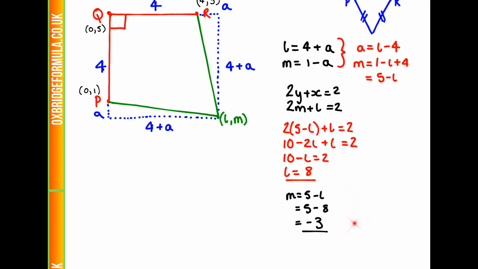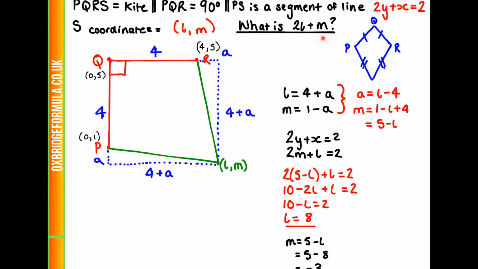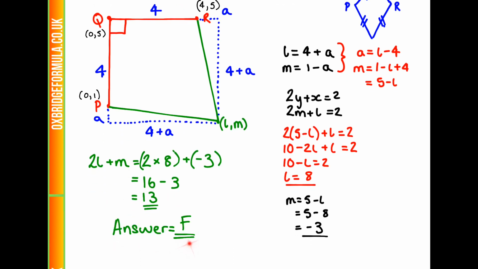So now we have L and M. The final part of the question is asking what is 2L + M. Let's substitute that in. We get 2 × 8 + (-3), or 16 - 3. So our final answer is 13, and that corresponds to answer F.